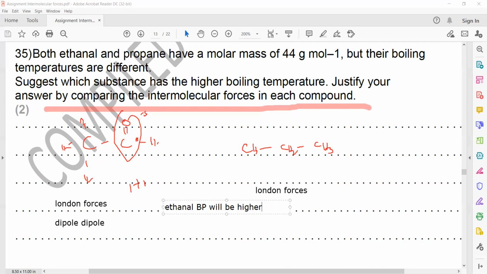In your answer you will mention that the reason is that ethanol has permanent dipole forces, whereas propane has only London forces or Van der Waals forces, or you can also say induced dipole-induced dipole forces.